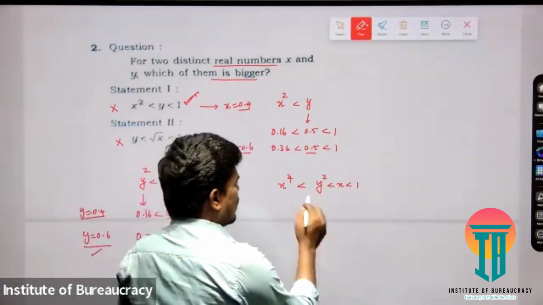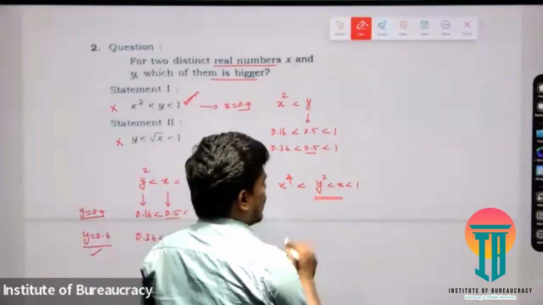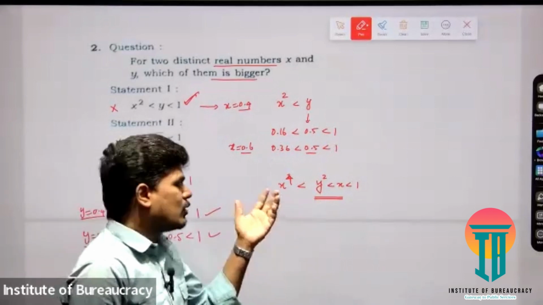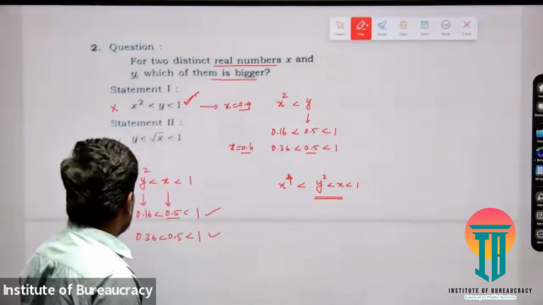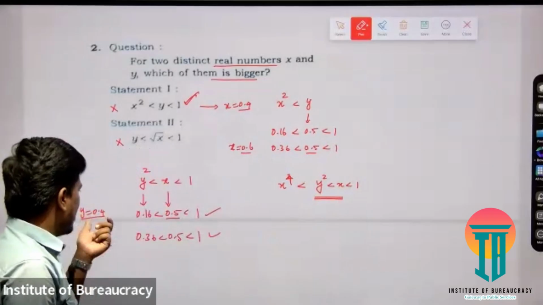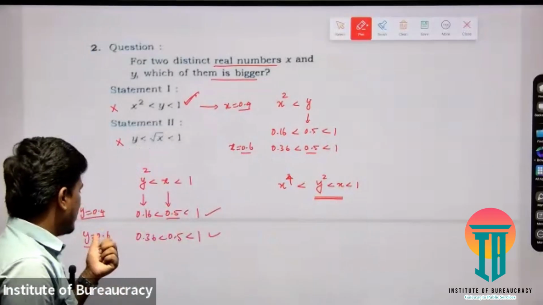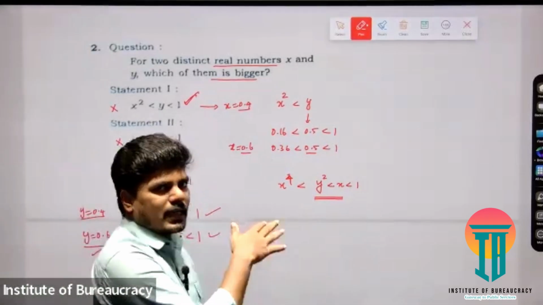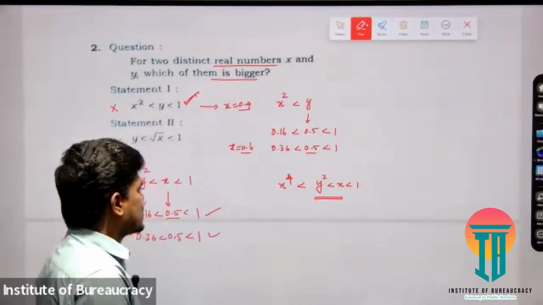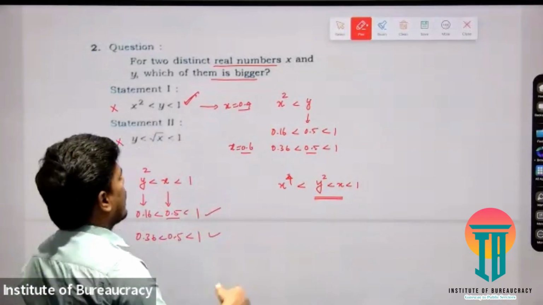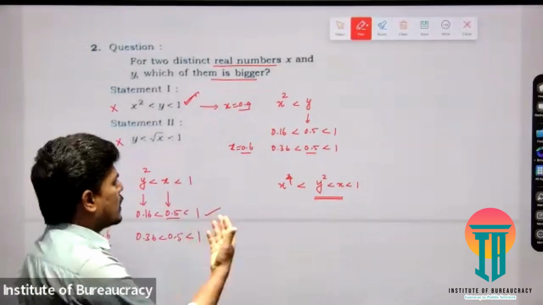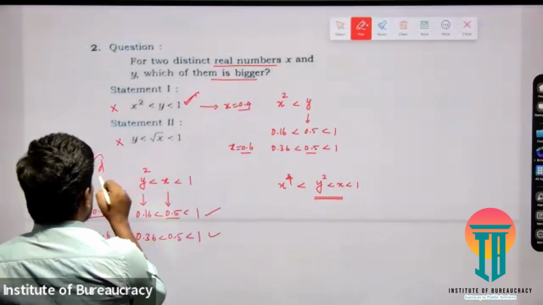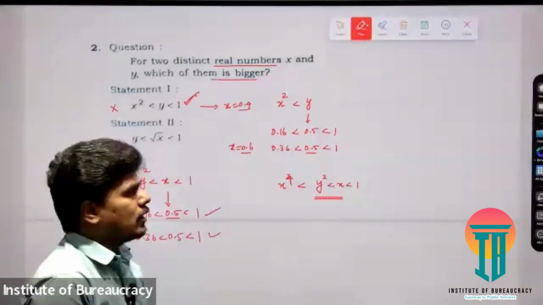So when I combine, we also have this inequality y square less than x. Same concept. You cannot say which one is bigger. Sometimes when you take y value small, x is bigger; when y value is bigger, x is small. So we cannot say for certain which is bigger. Based on the numbers, we can conclude that even if we combine, we cannot answer the question. Therefore, Option D is the answer for this question.